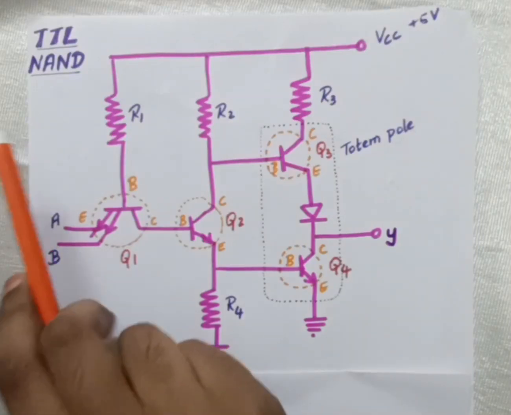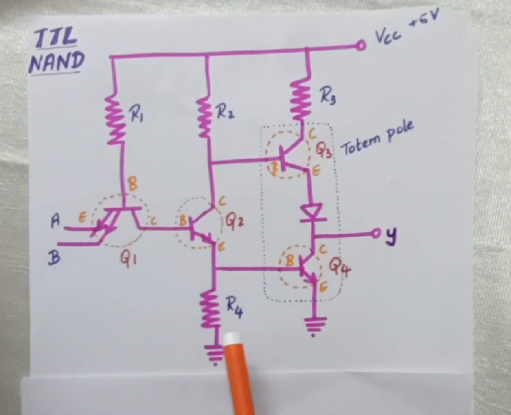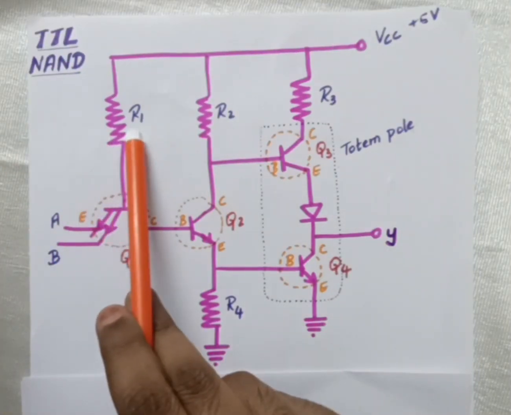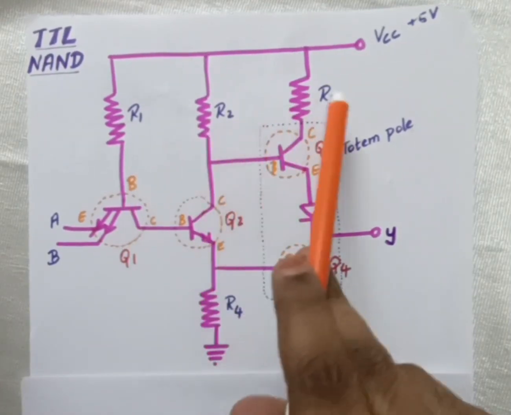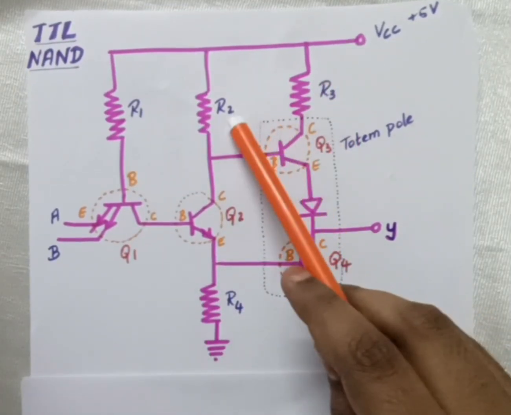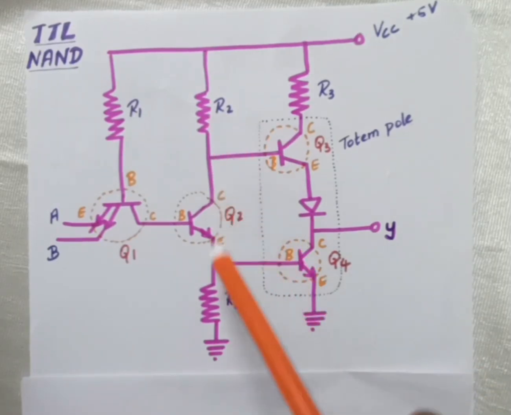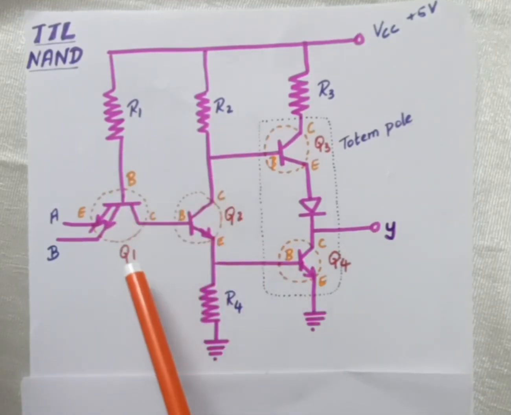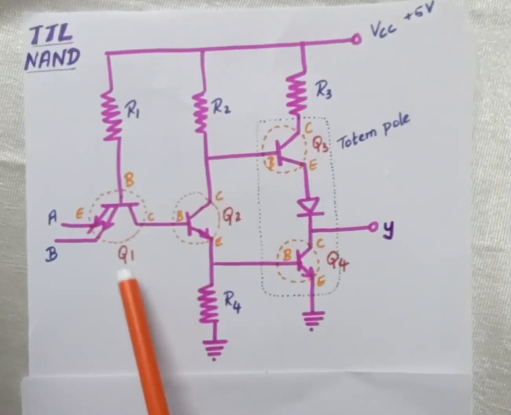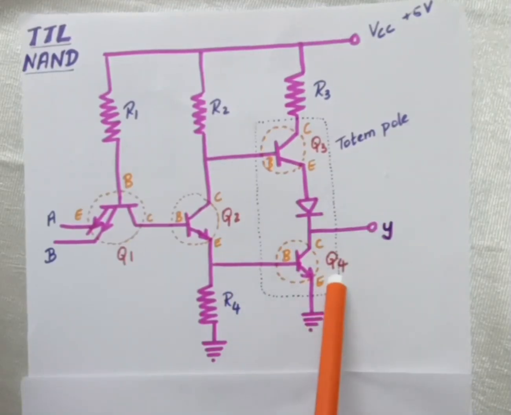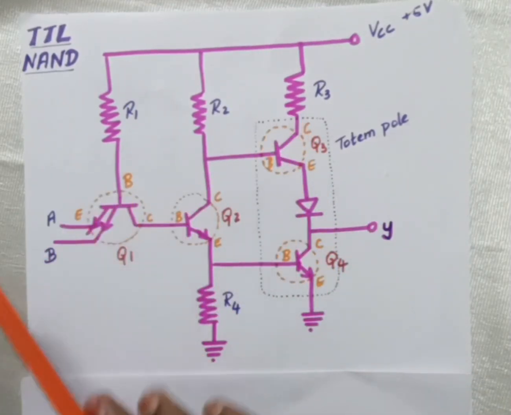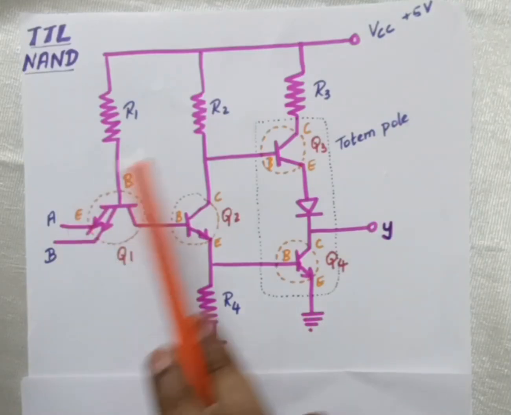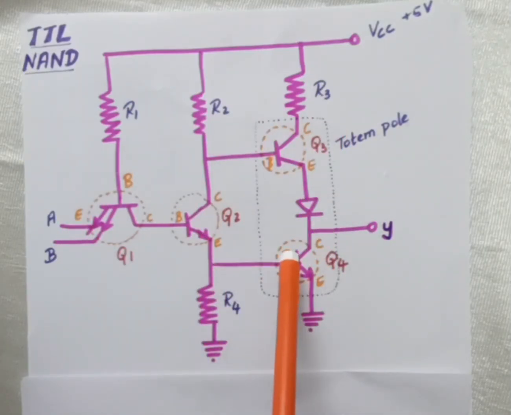So coming to TTL NAND gate, this is the circuit diagram for TTL NAND. We have 4 resistors R1, R2, R3 and R4, where R1, R2, R3 are parallelly connected and R2 and R4 are serially connected. We also have 4 transistors, Q1, Q2, Q3 and Q4, the orange circles. These are transistors. So this circuit is built using 4 resistors and 4 transistors.